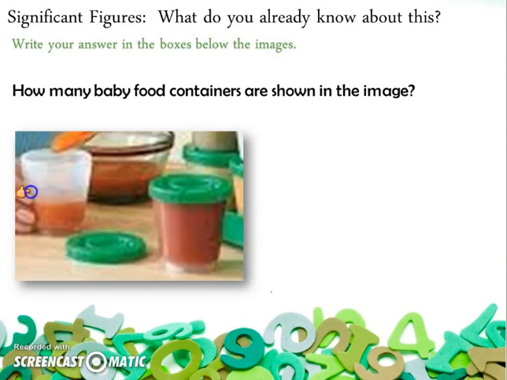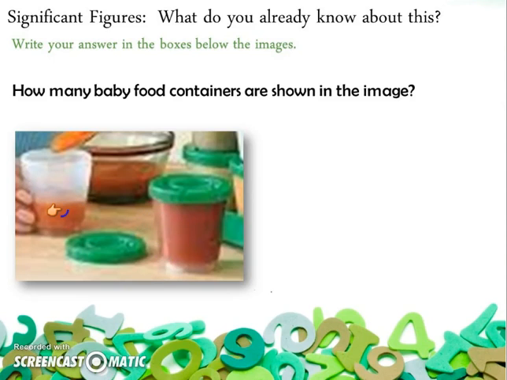So if you take a look at this picture here, this is what I do every day of my life. I'm making baby food for my son because I'm crazy. And I feel like if I would need it, he should need it. So anyway, I have containers just like this.